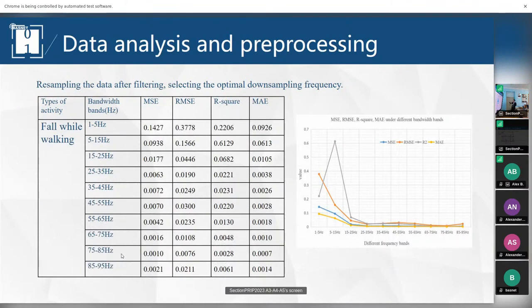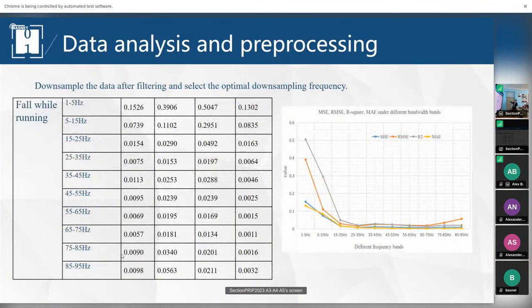This is the metric in different frequency bands, as shown in the picture. We can see that from 5 to 15 hertz, there is a lot of information. These are the different activities, for running, with MFCC, SNR, and R squared.